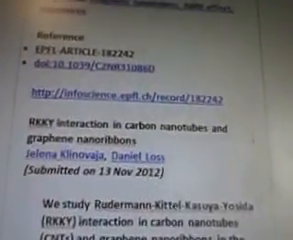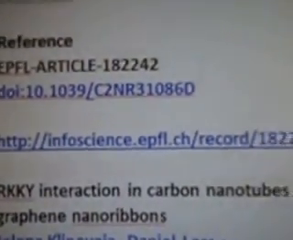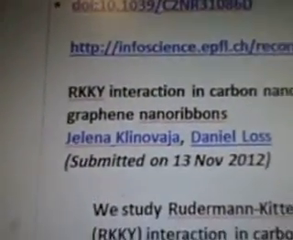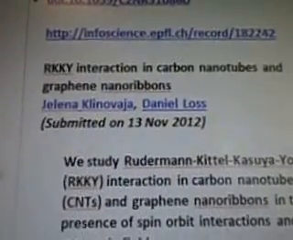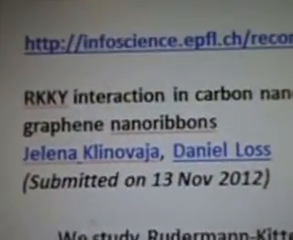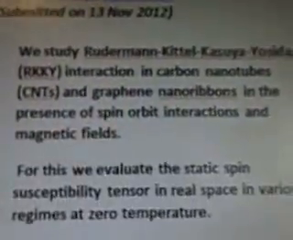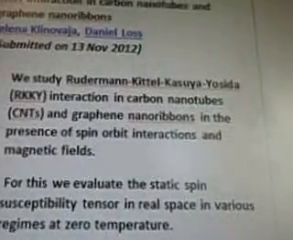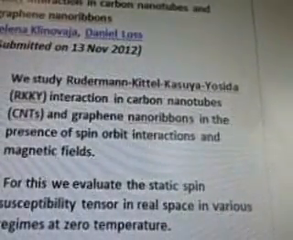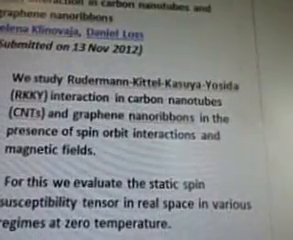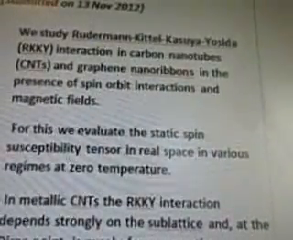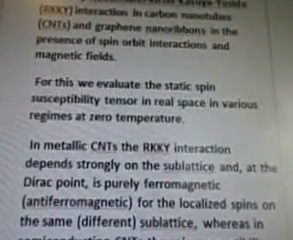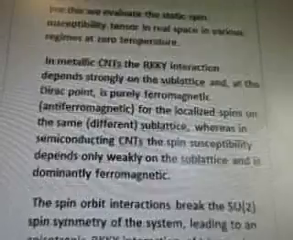Okay. There's the article reference. It's from infoscience.epfl.ch. There's the website. The next PDF file is called RKKY Interaction in Carbon Nanotubes and Graphene Nanoribbons. This is brand new, really brand new, a week or so ago. And this is a quote, we studied Ruderman, Kittel, Kasuya, Yosida, RKKY interaction in carbon nanotubes, CNTs, and graphene nanoribbons in the presence of spin-orbit interactions and magnetic fields. For this, we evaluate the static spin susceptibility tensor in real space in various regimes at zero temperature.